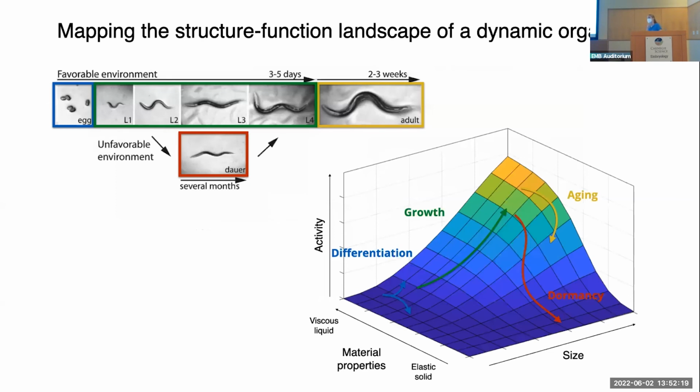And so this is just a flavor of what we're starting to put together to map the structure-function landscape of the nucleus throughout the cell cycle or life cycle of C. elegans. And so this is a speculative, made-up surface. But we can now measure the size and the material properties and the activity of each subcompartment at each developmental stage. And so what we can start to do is map out not only how the structure of the nucleus changes in response to different developmental demands, but also the function of that organelle.